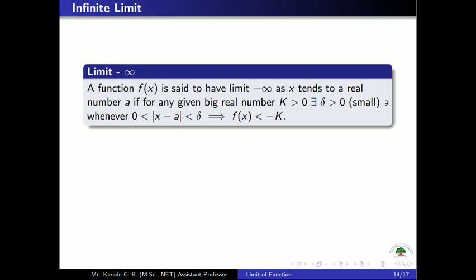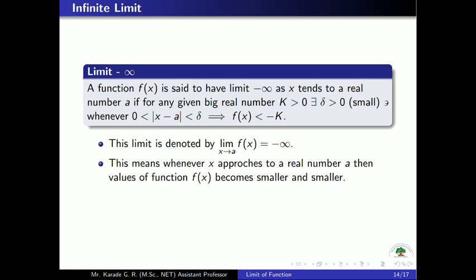We say that the limit of f of x is minus infinity as x tends to a if whenever the distance between x and a is small, the value of f of x becomes smaller and smaller. This limit is denoted by limit of f of x as x tends to a equal to minus infinity. This means whenever x approaches a real number a, the values of the function f of x become smaller and smaller. Let us take one example. Limit of tan x as x tends to minus pi by 2 is minus infinity.